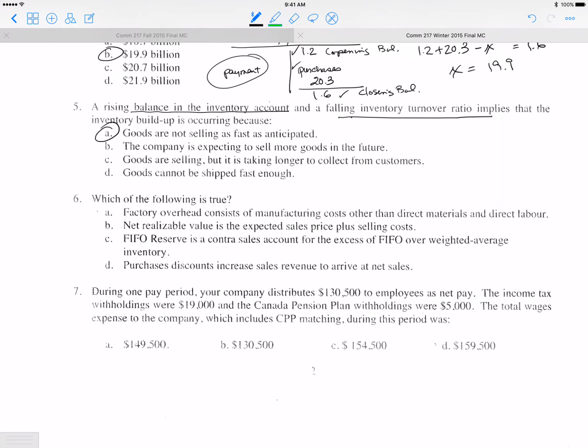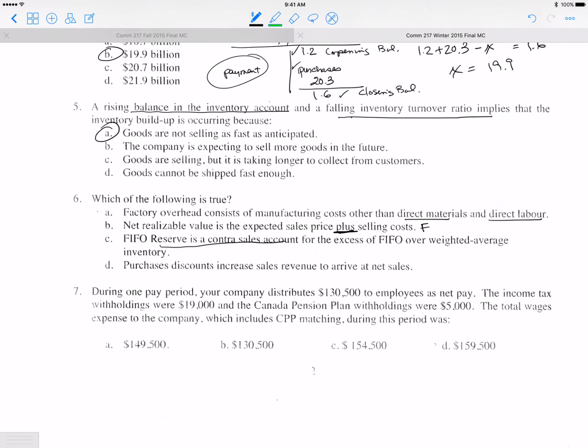Which of the following is true? Okay, factory overhead consists of manufacturing costs other than direct materials and direct labor. So this is sort of a COMM 305 question or material, and so A is correct. Let's just look at the other ones just to make sure that these are not true. NRV, net realizable value, is the expected sales price plus selling costs. Okay, this is false. It's expected selling price less selling costs, if anything. FIFO reserve is a contra sales account. This is absolutely not true. It has to do with inventory.